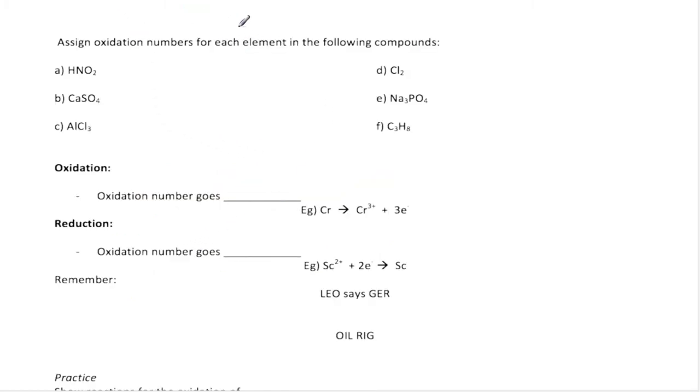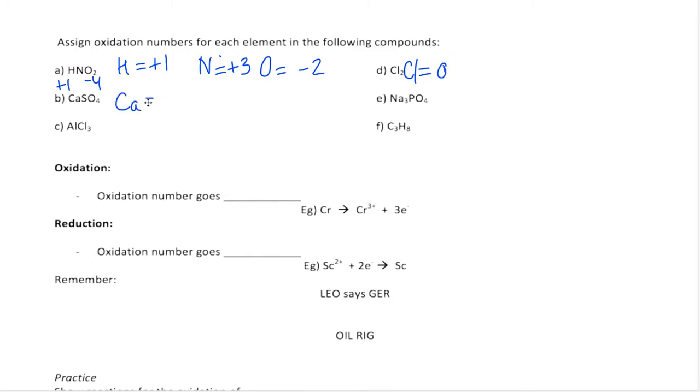So assign the oxidation numbers for each element in the following compounds. So we'll just write it out like this, H, N, and O. The oxygen is always minus 2. The H is going to be plus 1. Minus 2 times 2 is minus 4. And this is a plus 1. So therefore, there's 3 left over, so this is a plus 3. Does that make sense? Hopefully. Over here, the Cl is just 0 because it's in its elemental form.